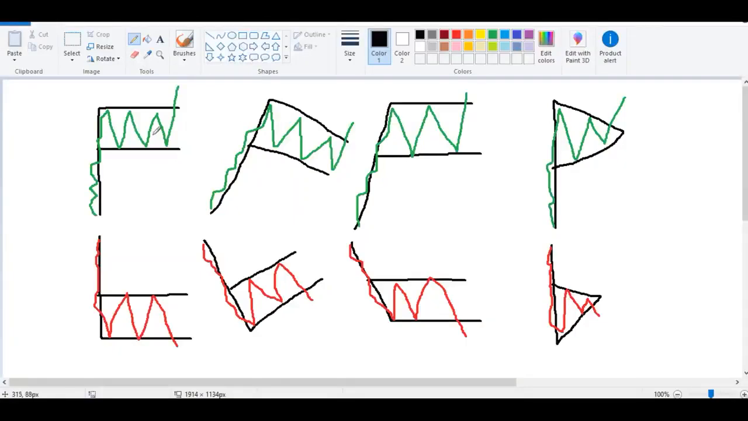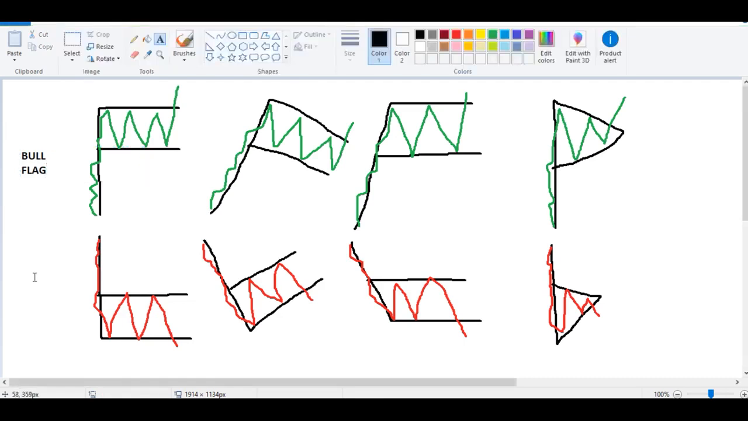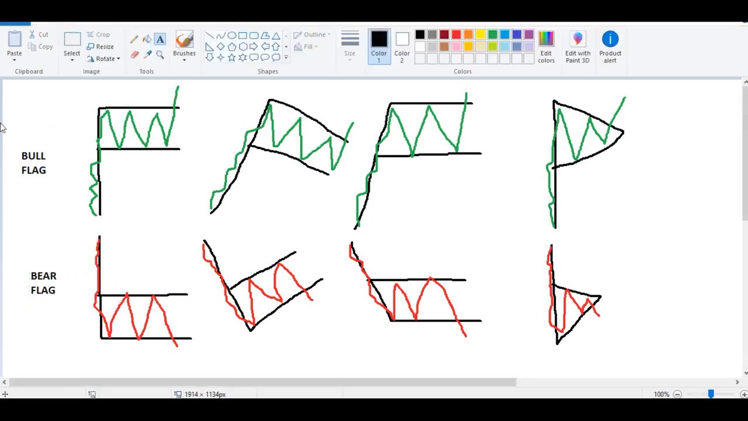Okay, so a flag pattern is nothing but a trend continuation pattern, right? As you can see here, I've drawn multiple ways a flag pattern can look. So we have two types of flags. One is known as a bull flag and the other one is a bear flag. Okay, a bull flag is a bullish trend continuation pattern.